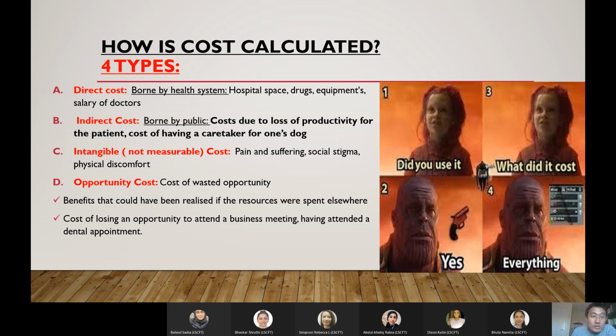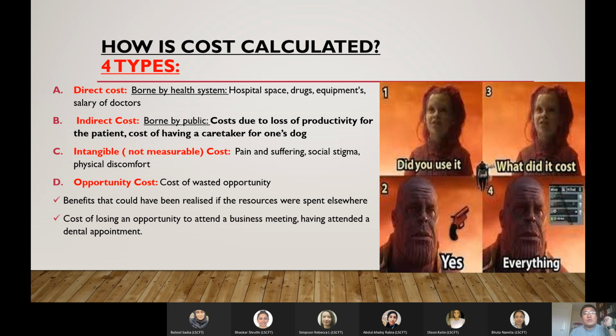This is intangible cost. Opportunity cost is, for example, if you had not attended this course, you could have been doing a ward job or had some opportunity today. So that opportunity is lost. So that is opportunity cost. Okay, let us do one MCQ just to make sure that we have covered this one.